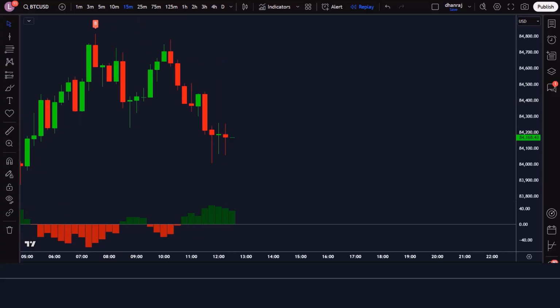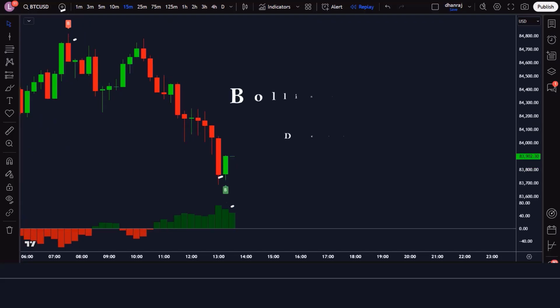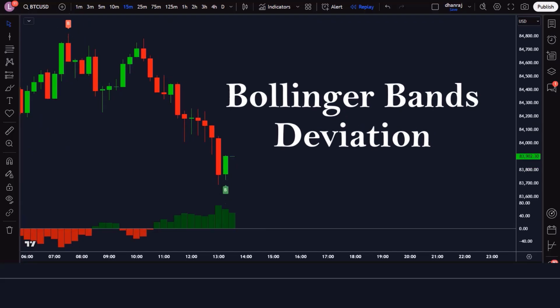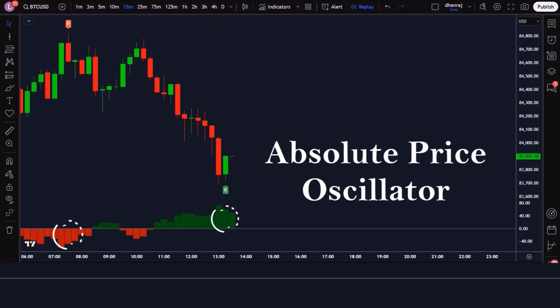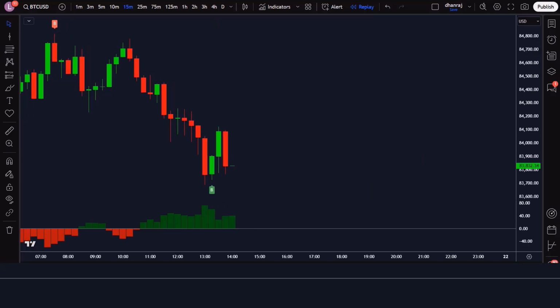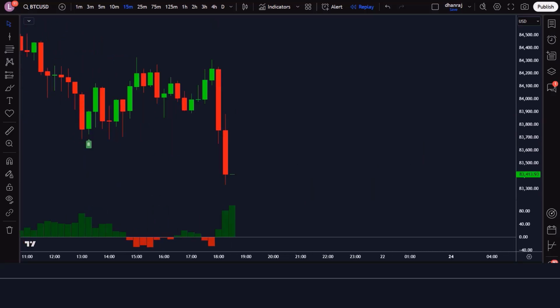First of all, let us know about trading tools. The buy and sell arrow indicator we see in the chart is called the Bollinger Bands Deviation, Yo_Adrian indicator. The green and red columns indicator we see in the chart is called the Absolute Price Oscillator, APO, histogram indicator. Now we tell you how we want to trade.